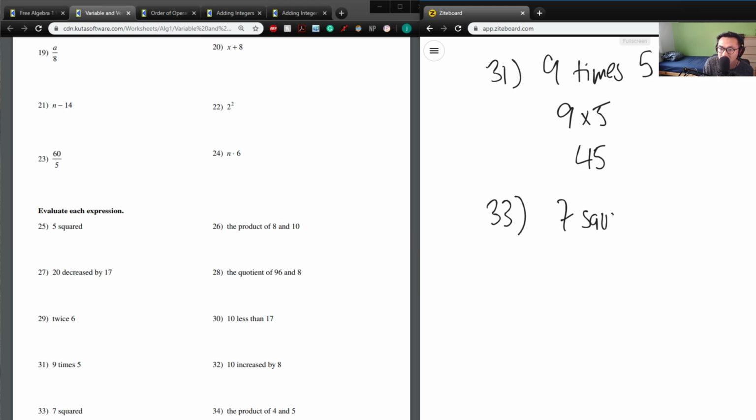7 squared. Again, we can rewrite this as 7 squared, which means to the power of 2, so it's just a little 2 on the top right corner. And 7 squared is simply 7 times 7. We can rewrite that in terms of multiplication, and that will equal 49.